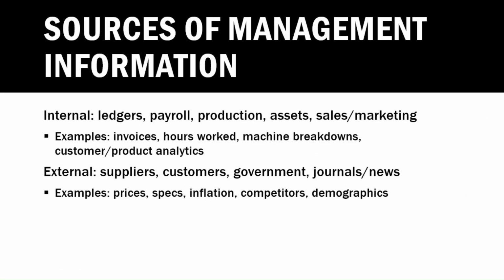Sources of management information. Internal sources include ledgers, payroll, production records, asset registers, and sales and marketing systems. Examples include invoices, hours worked, machine downtime reports, and customer or product analysis. External sources include suppliers, customers, government publications, and professional or market journals, such as price lists, specifications, inflation statistics, competitor actions, and demographic data.